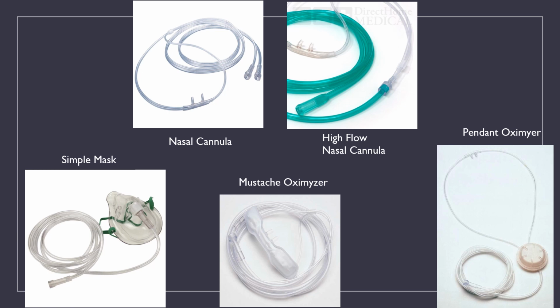We have our mustache and pendant oximizers. Keep in mind that these simply are just a reservoir to hold an extra liter of oxygen per breath, so to speak. And then we have our simple mask. Remember, we can get up to about 35 to 55% FiO2 off of a simple mask, and often use this in cases where breathing through the nasal passages is either difficult or impossible.